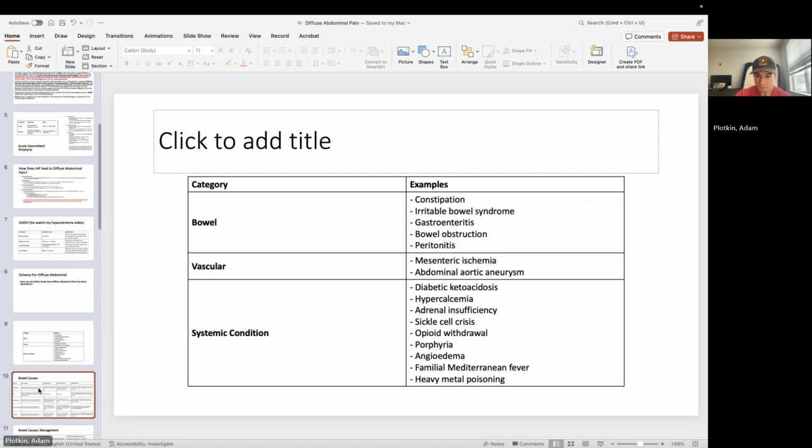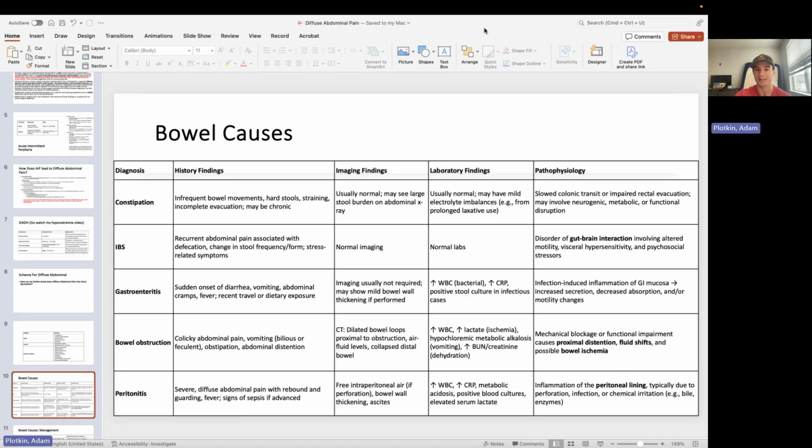All right. So let's talk about the bowel causes first. So I made this nice table. If you want, you can screenshot and keep it for yourself, put it into ChatGPT, do whatever you need to do with it. So let's break it down further.